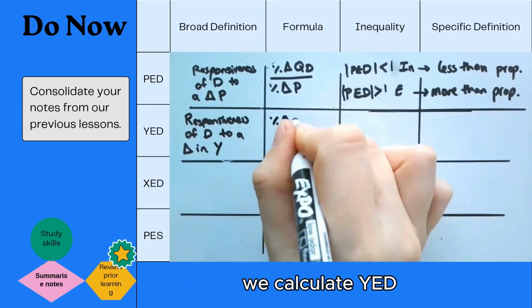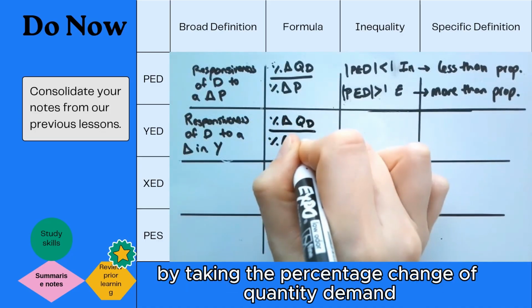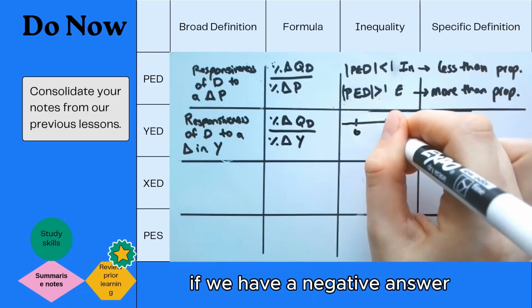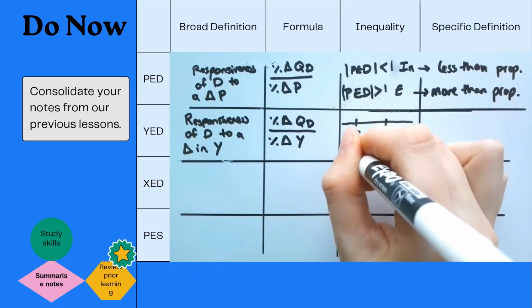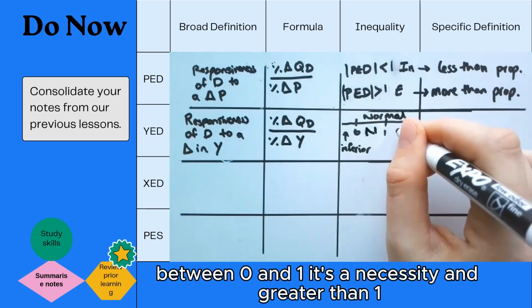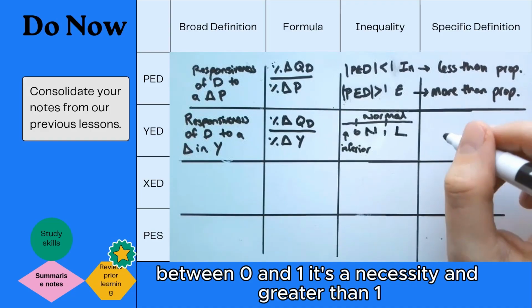We calculate YED by taking the percentage change in quantity demanded and dividing it by the percentage change in income. If we have a negative answer, we know it's an inferior good. If we get a positive answer, we know it's a normal good. Between 0 and 1, it's a necessity, and greater than 1, it's a luxury.